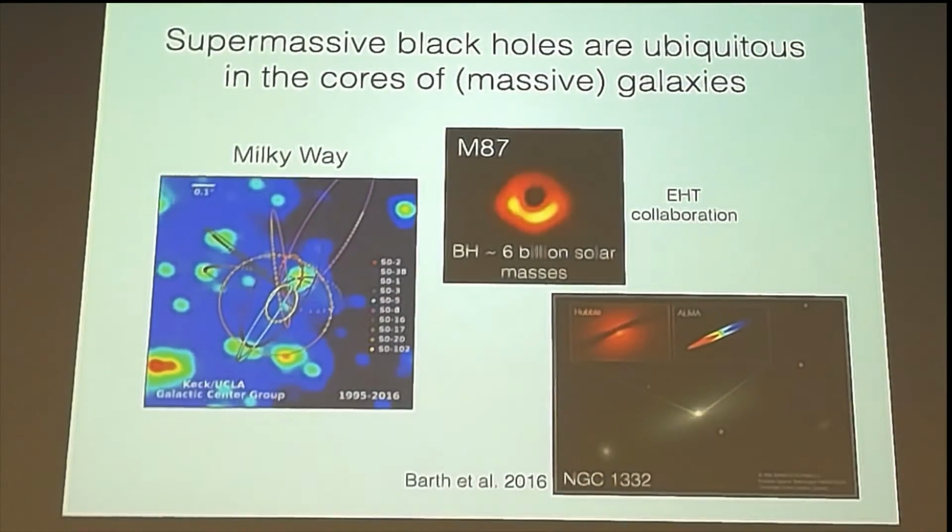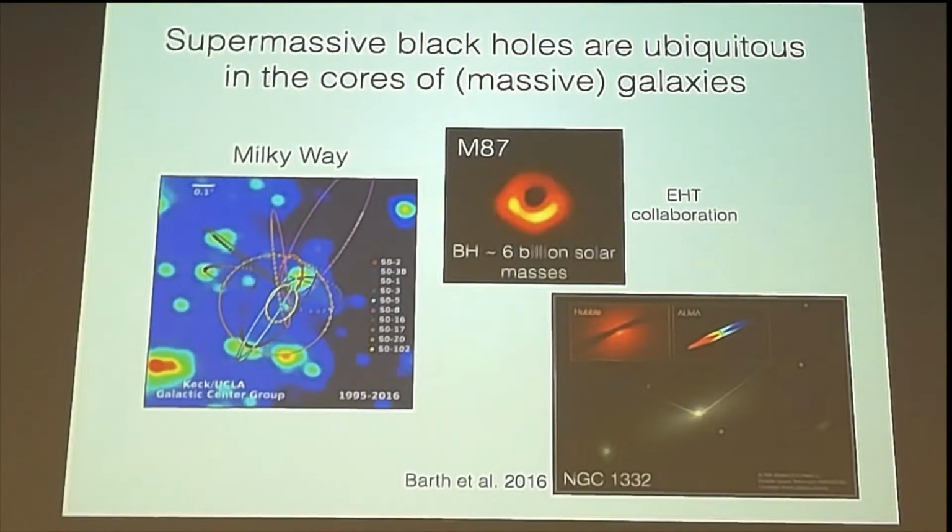Okay, so we have learned that supermassive black holes are found in the cores of all relatively big galaxies. So by that I mean galaxies roughly the size of our Milky Way and larger. So these are just a few examples of some nearby systems where we have found and weighed supermassive black holes. So all the way on the left there is an image of the orbits of stars at the center of our Milky Way galaxy. So it's pretty amazing.